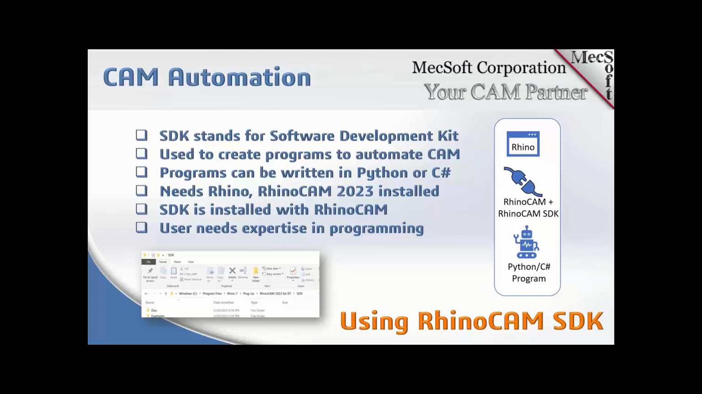The SDK itself needs Rhino, obviously, like that graphic talks about. RhinoCAM 2023 should be installed, and of course you need to have a RhinoCAM 2023 license as well as a Rhino license to run the SDK. The SDK is installed with RhinoCAM, so you don't have to do anything extra. Once you install RhinoCAM 2023, the SDK will install, and the little graphic on the bottom left shows the path name. It's going to be installed in Program Files, Rhino 7, under plugins. I'll talk a little bit about that when we jump into the demo.